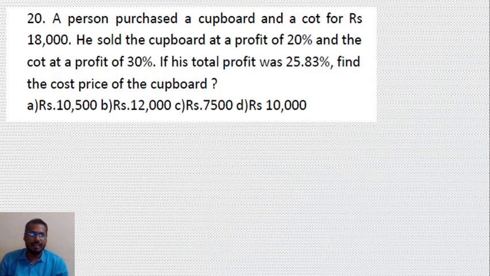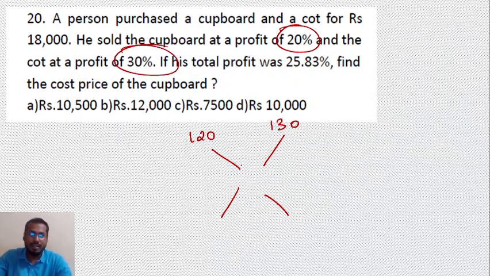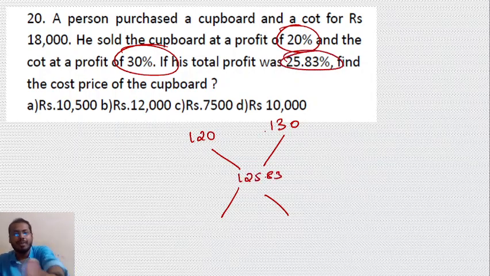Okay, and the final question. Yes, the last question. A person purchased a cupboard and a cot for rupees 18,000. He sold the cupboard at a profit of 20% and the cot at a profit of 30%. If his total profit was 25.83, find the cost price of the cupboard. So you can use this concept by alligation itself. See, look at this. 20% profit means 120 and 30% profit means 130. Overall 125.83 percentage profit. So 3 percentages are given, means you can use this method.